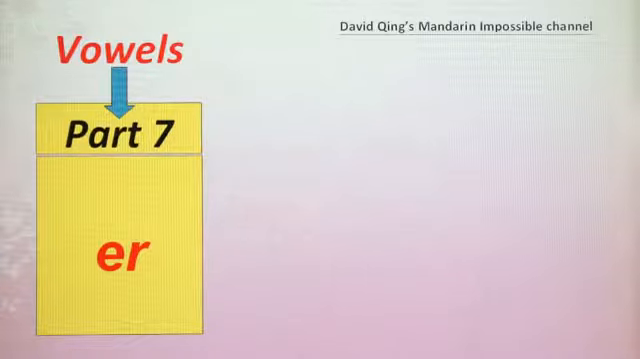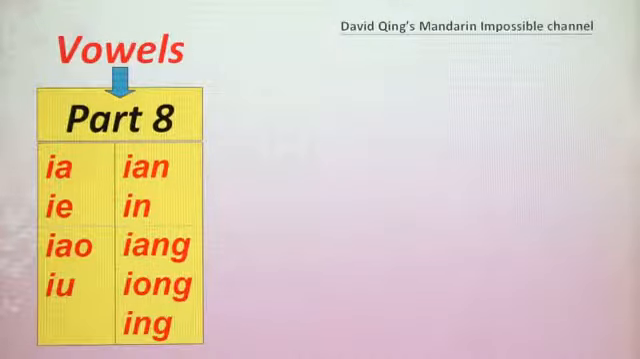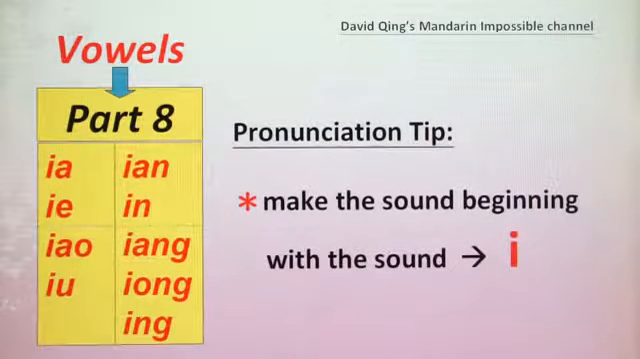For this symbol, roll up your tongue to pronounce it. Please watch and pronounce it after me. In part 8, there are 9 symbols. All the sounds of these 9 symbols begin with the sound E. Please watch and pronounce it after me.